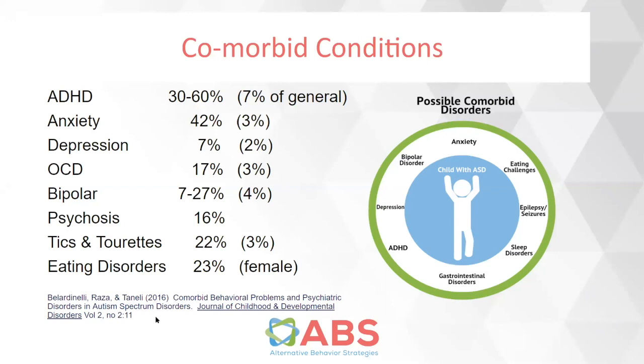The numbers here come from this reference at the bottom. But basically you can see that the rates of conditions like ADHD, anxiety, depression, obsessive compulsive disorder, bipolar disorder, psychosis, tics and Tourette's, and I find this one interesting, eating disorders, especially in the female population of ASD people, are significantly higher than they are in the general population, which is the numbers in the parentheses. So it's very common for a child to get a primary diagnosis of autism and then a secondary diagnosis in one of these categories.